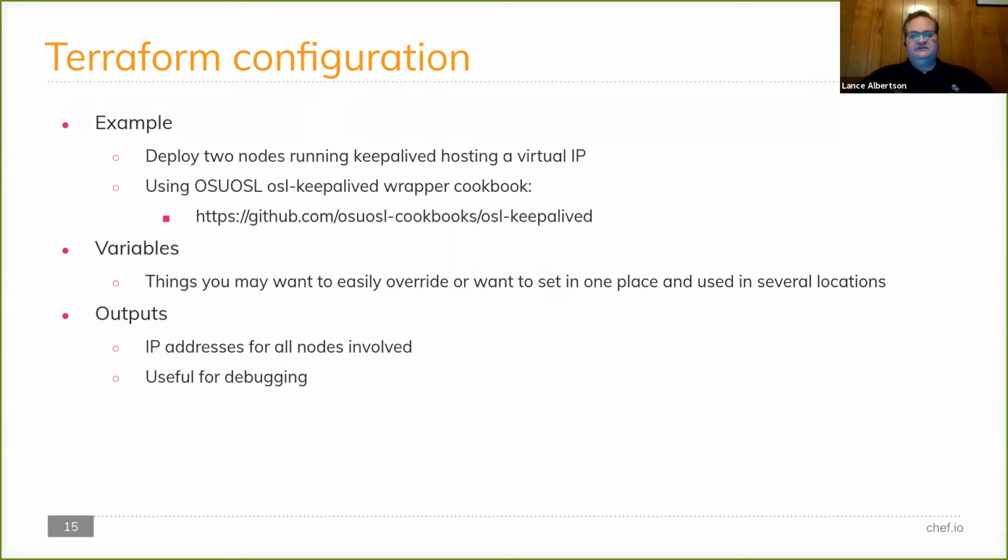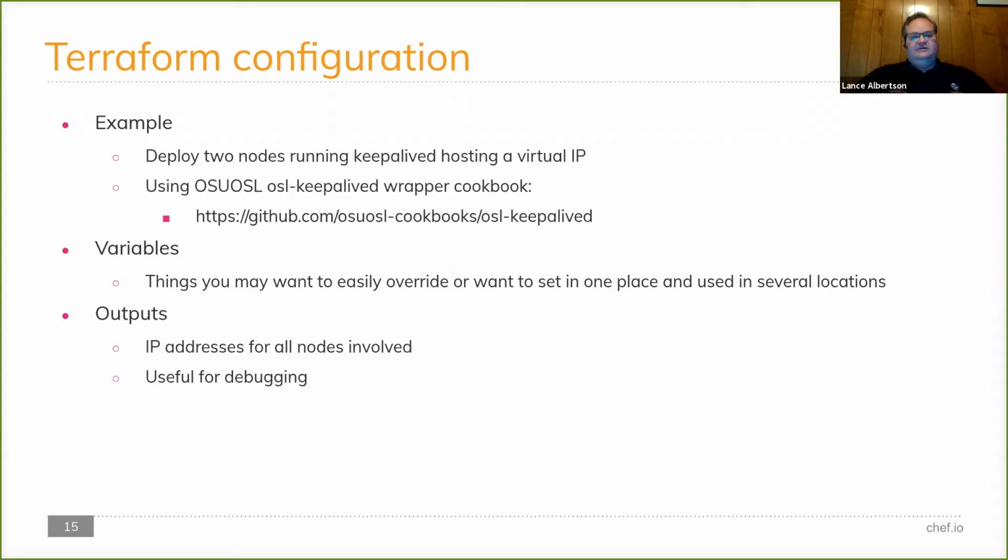Now let's dive into the Terraform configuration. The example we're going to do is keepalived, which deals with managing virtual IPs among many things. We have it set up where 2 nodes are running keepalived, and they're managing a virtual IP. We have our wrapper cookbook available, although I think some of our dependencies might be in private repos, unfortunately, but you can figure that out later. You can at least see the configuration of this.